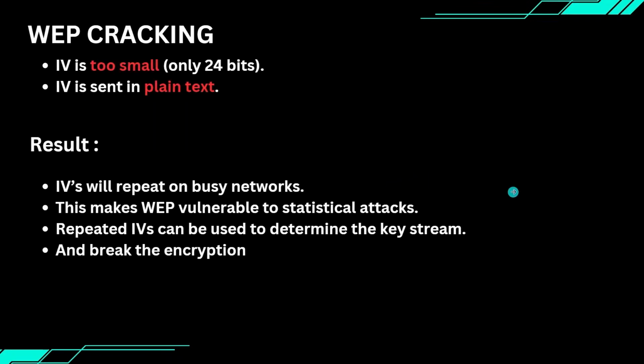But here is the catch. The IV is sent in plain text. This means anyone intercepting the packet can see the IVs clearly. The IV is only 24 bits long, which is not a large enough number to keep things secure, especially on a busy network. As more packets are sent, IVs will start to repeat, making the encryption vulnerable to a statistical attack.